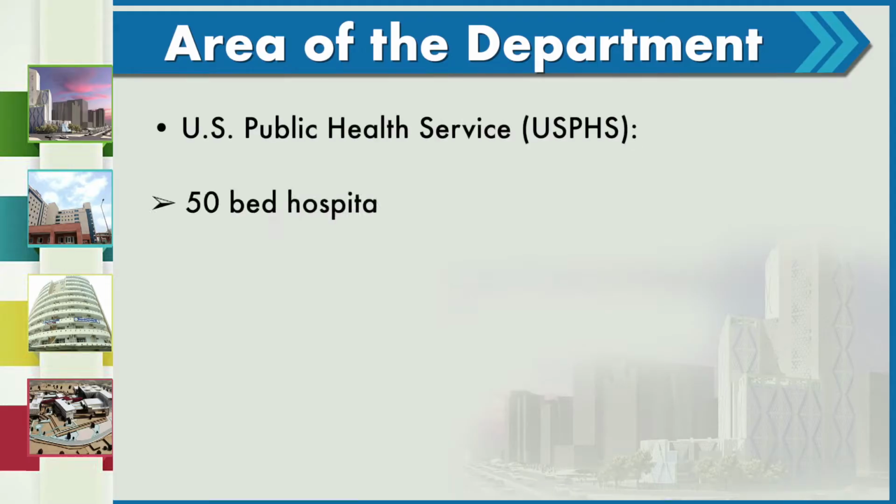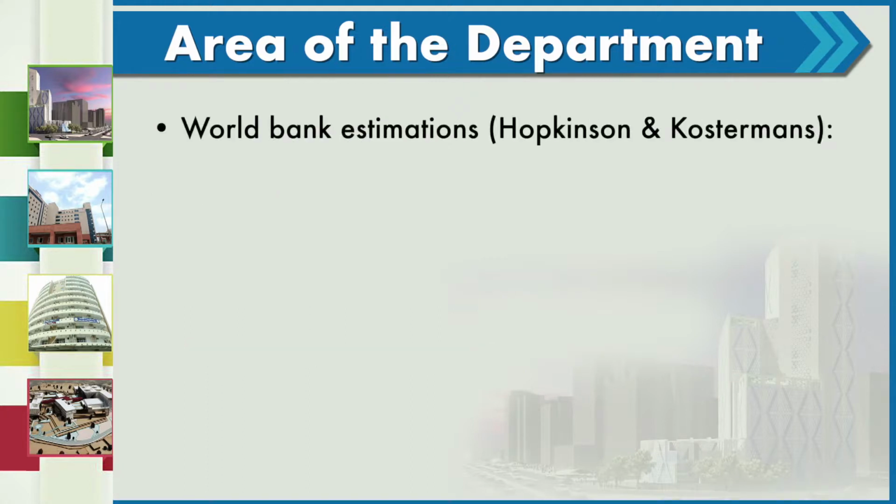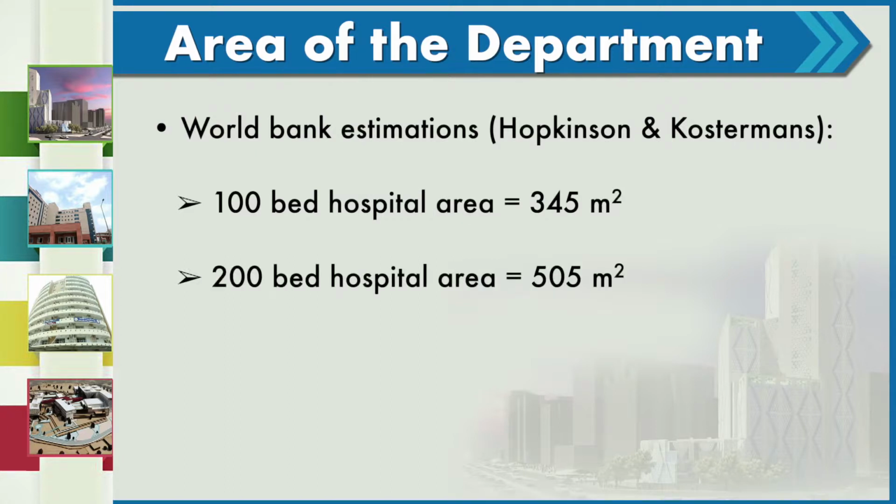So the area requirements for the outpatient areas are 215 meter squares for a 50 bed hospital, 350 meter squares for a 100 bed hospital and 540 meter squares for a 200 bed hospital as per the US Public Health Service standard. The World Bank standard for a 100 bed hospital is 345 meter squares, and for a 200 bed hospital it's 505 meter squares.